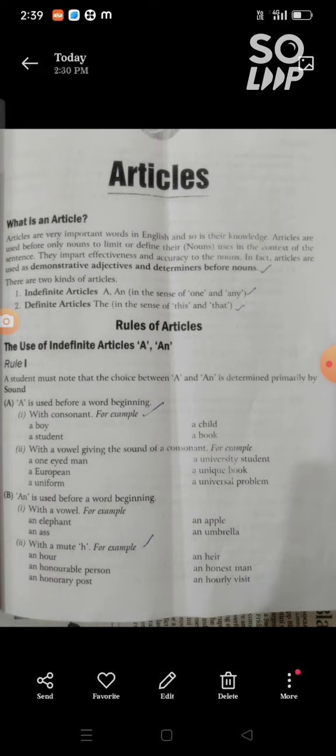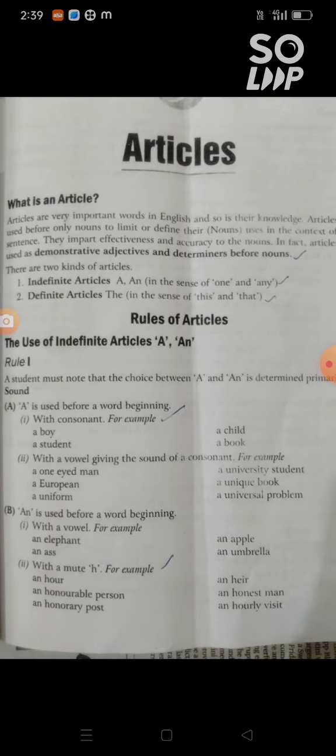Before a consonant sound, with a singular countable noun, we use the article a. Is it clear? Now where do we use the article a and an? The article a is used before singular countable nouns that begin with consonant sounds. Sometimes the letter is a vowel, but it gives a consonant sound. At that time we use the article a.